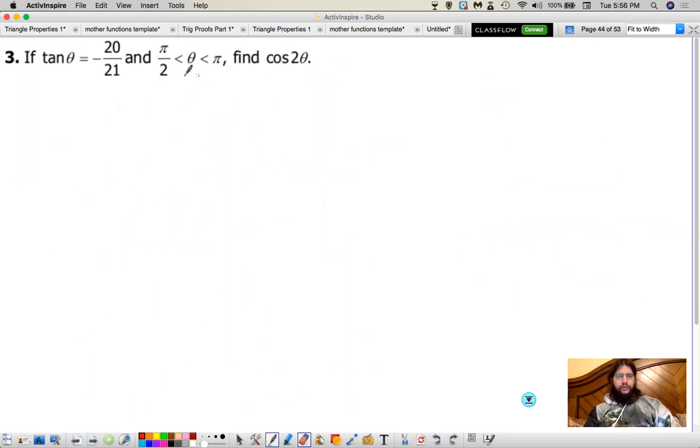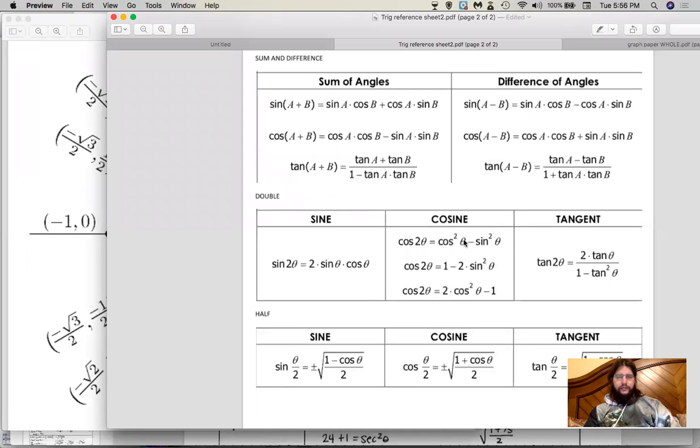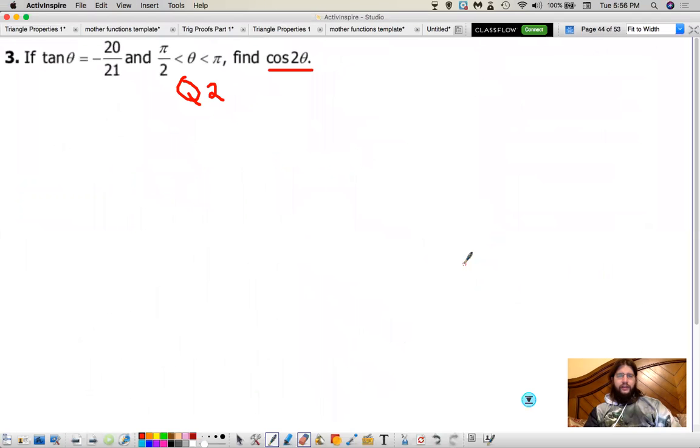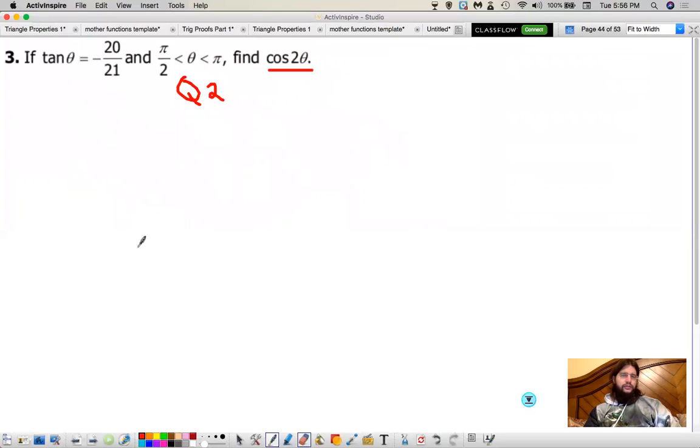So here we're in quadrant number 2. We're looking for cosine of 2 theta. Now, if I look, none of my identities deal with tangent here. So let me go ahead and draw my triangle and try and figure out what to do. Again, you can use any one of these 3 identities you so choose. Let's just see what happens. So, quadrant 2, not 1. Theta.